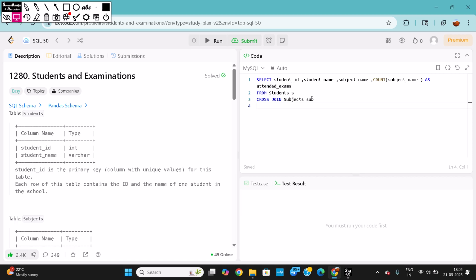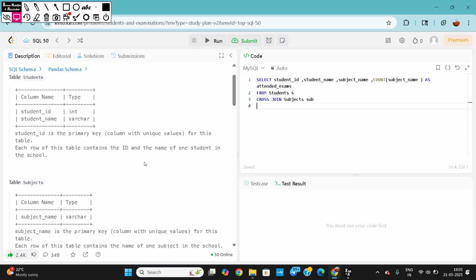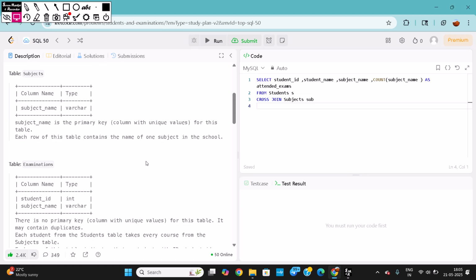Then for this cross join table, all the table, we need all these values with the matching examination table. So I'm going to use the left join function to the examination table. So left join examinations. Okay, so here we have to give for both tables, the student ID should be matched as well as the subject name should be matched.